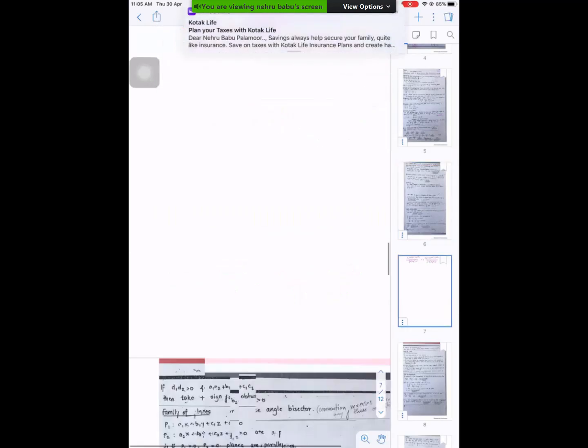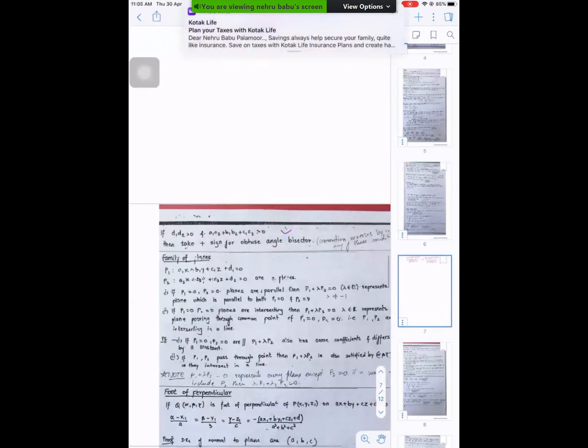Means if d1 d2 is greater than 0 and a1 a2 plus b1 b2 plus c1 c2 is greater than 0, then the plus sign gives the obtuse angle bisector. If you remember this point, the remaining you can write. So with three positives, d1 d2 positive and a1 a2 plus b1 b2 plus c1 c2 positive, if you take the plus sign we get the obtuse angle bisector. Okay, so if you just remember this point, the remaining you can write using this.